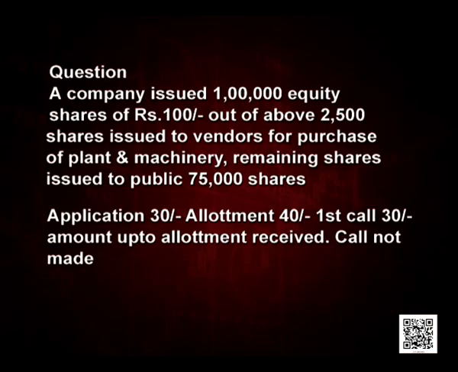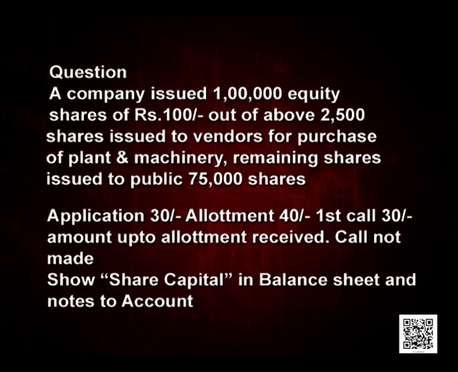The amount to be called was application 30 rupees, allotment 40 rupees, first call 30, and we have not called first call this time. So the amount will be received up to allotment only. Now we have to show share capital in the balance sheet and the notes to accounts. So let's start with first notes to account.